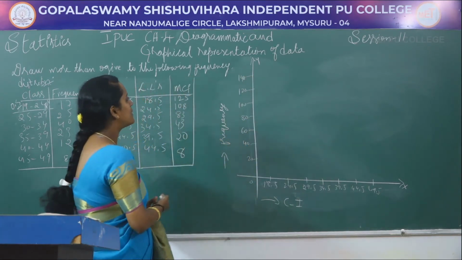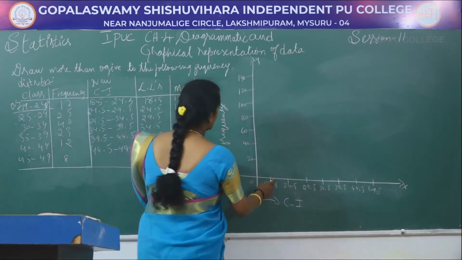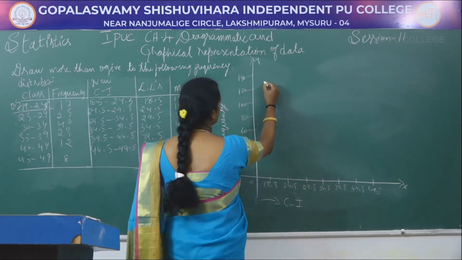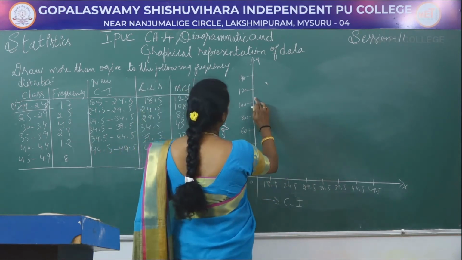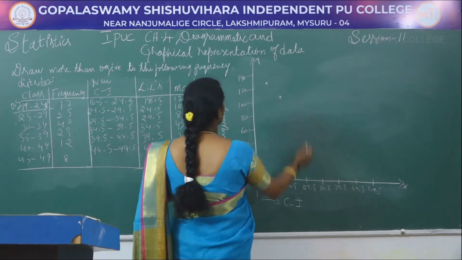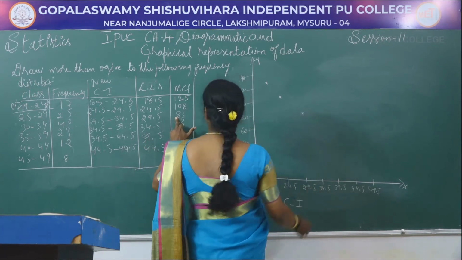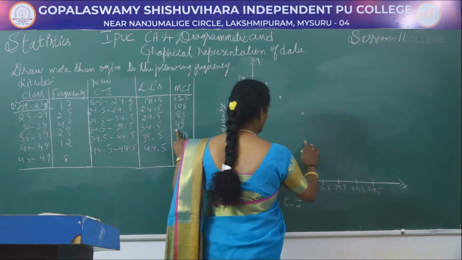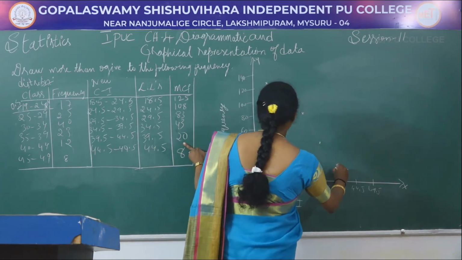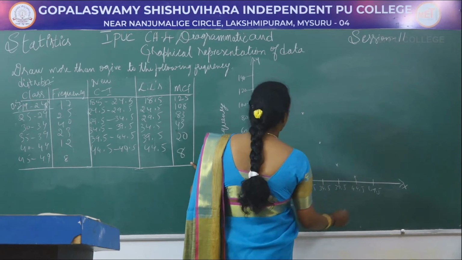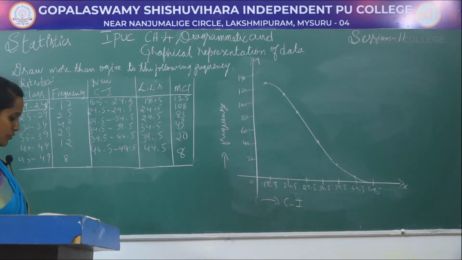Okay, let's start plotting the points. For 18.5 it is 125. Next 24.5 it is 108. Next it is 83. Next 43. Next 20. Last one is 8. Now how the curve will look. Okay, this is called the more than ogive.